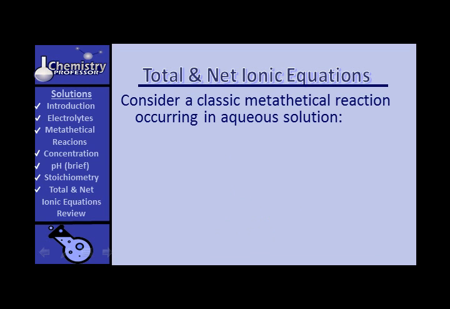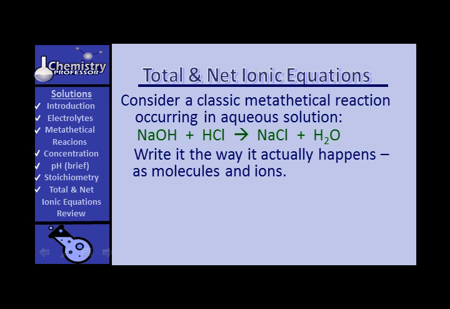Let's consider a classic metathetical reaction that you've seen several times before. But let's look at this reaction occurring in an aqueous solution. It's the reaction of sodium hydroxide and hydrochloric acid to produce sodium chloride and water. But now let's look at it the way it actually is going on, or that we think is going on, as molecules and ions. Now the sodium hydroxide is a strong base. The hydrochloric acid is a strong acid. So we write the sodium hydroxide as ions and the hydrochloric acid as ions. And when they react, they produce sodium chloride and water.